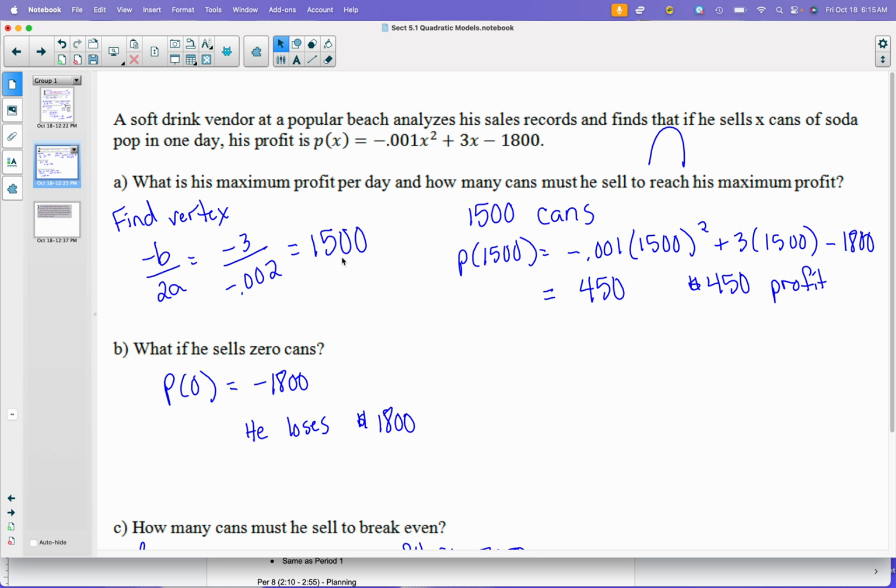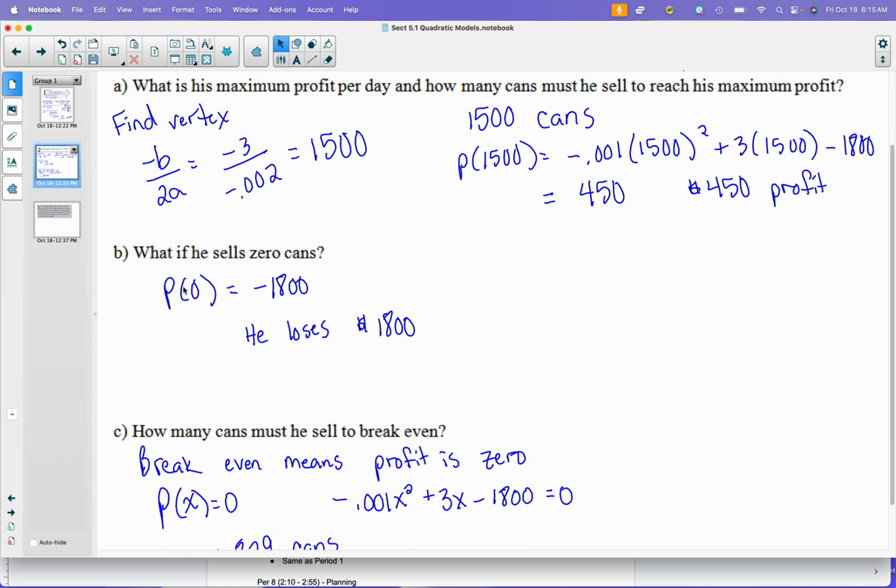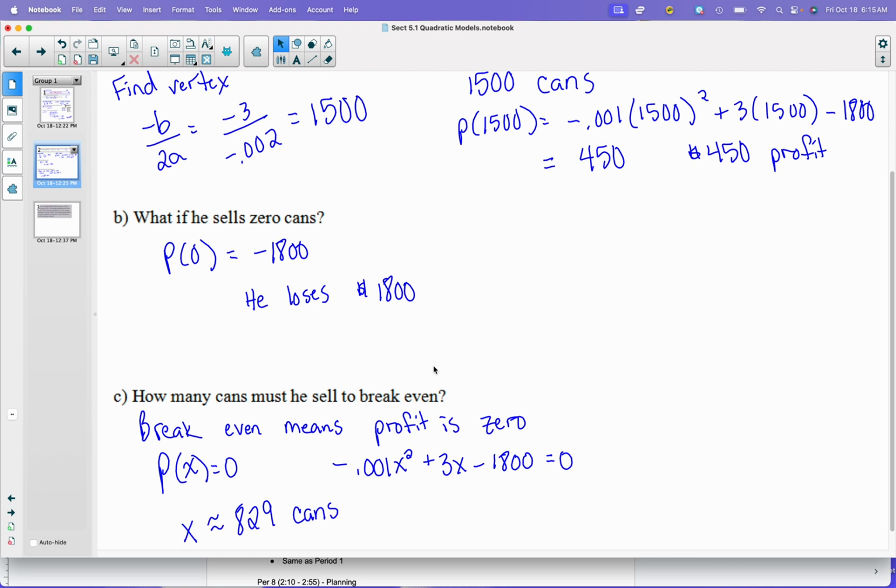The opposite of b over 2a gives me 1,500. Remember, that's the x value, and x represents the cans. You plug the cans in to find the profit. So if he sells 1,500 cans, he makes $450 profit. If he sells 0 cans, plug in a 0, you get negative 1,800. That means he loses $1,800, his expenses for buying the pop and having the machine, and he didn't sell any.